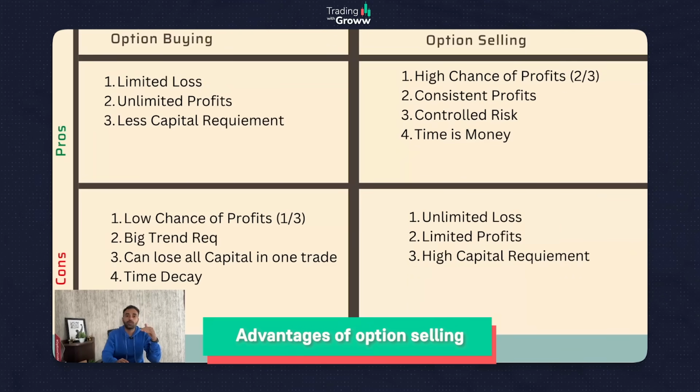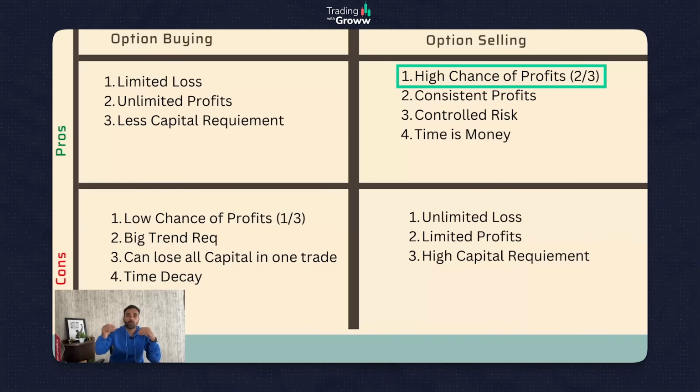So with respect to the advantage of option selling, it gives you a high chance of making profits. The probability of making profits is comparatively higher with option selling than option buying. Because consider the same scenario which I've explained earlier, where you have a bearish view. So now instead of buying a put option, you are selling a call option. So in this case, what will happen? After having a bearish view, you initiate this trade, you shorted this call option.